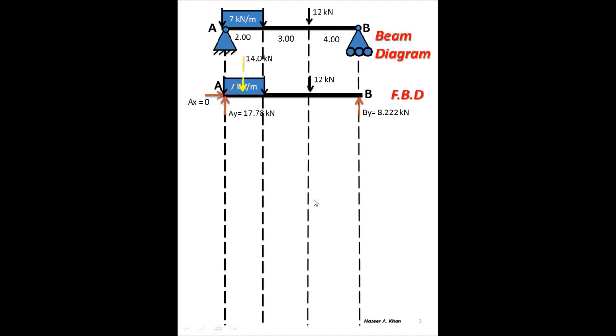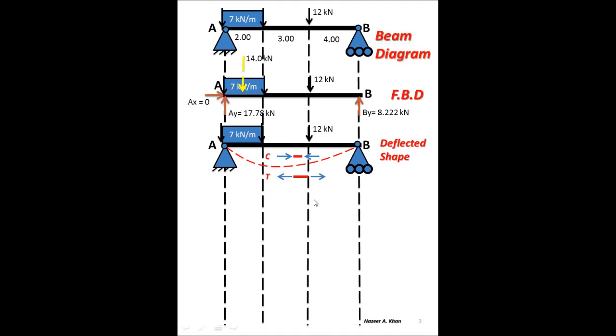Let's go and construct a deflected shape diagram now. The deflected shape diagram is constructed from the beam diagram. It is the red line here showing the way that the beam would actually deflect under loading. It's a bit exaggerated for demonstration purposes, but it is the shape that the beam would actually take under loading. So this is it right there.